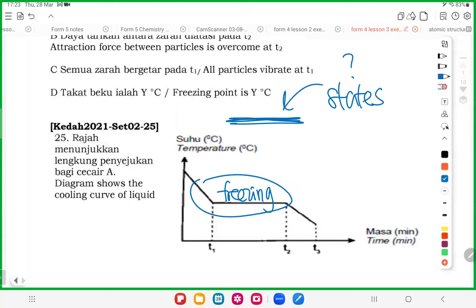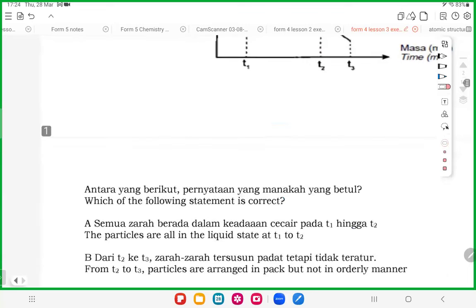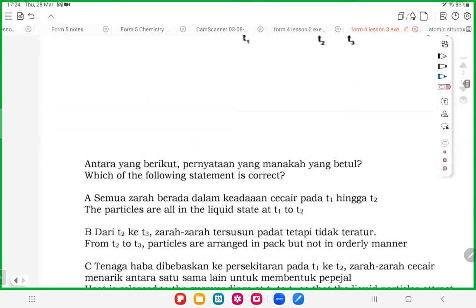Two. Very good. Guys, remember, when you are on the horizontal line, the change of state is ongoing, so you always have two states. For example, solid plus liquid, liquid plus gas. But what's going wrong here? The answer only gives us one state. Only liquid, cannot. All right.